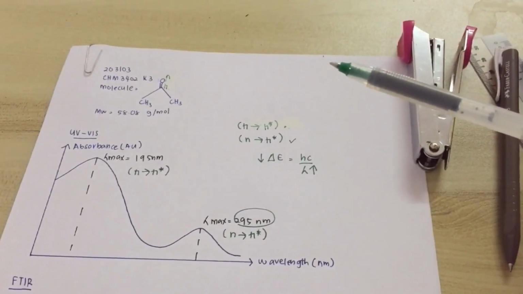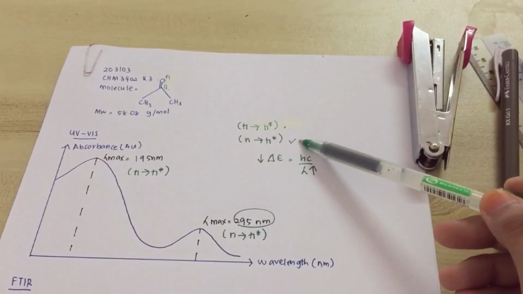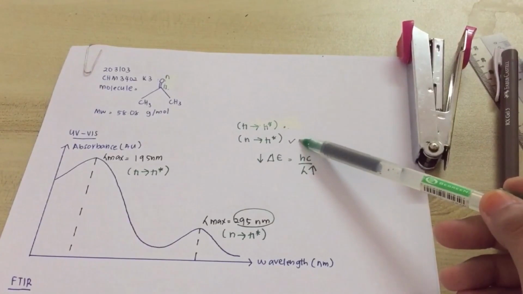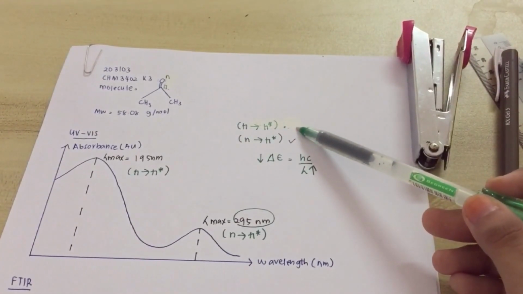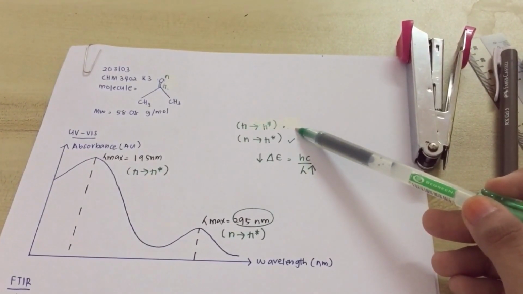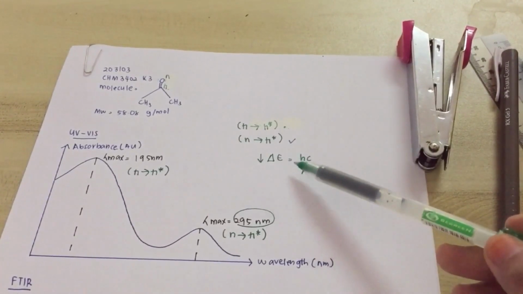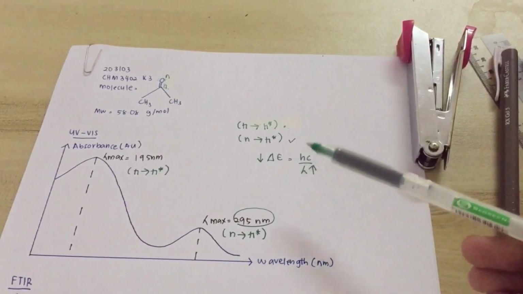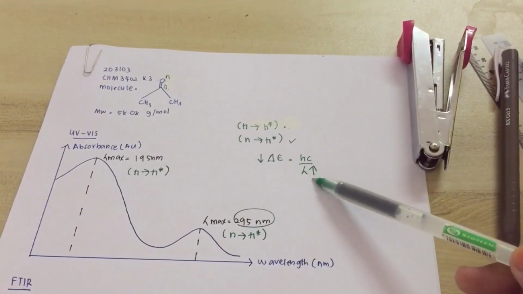So the transition from the non-bonding to the empty pi anti-bonding orbital requires less energy than the transition from the bonding pi orbital to the empty pi anti-bonding orbital. According to the Planck relation, the energy is equal to hc over lambda. So our conclusion is that if the energy is less, the wavelength will be higher.